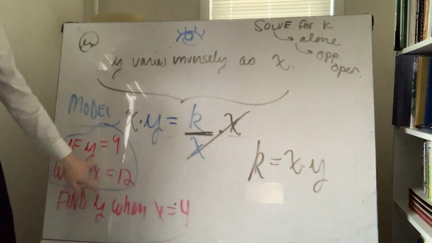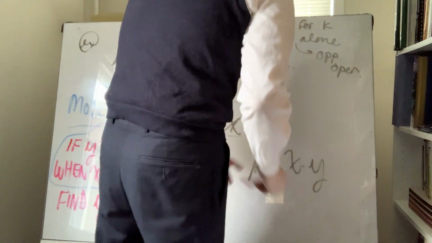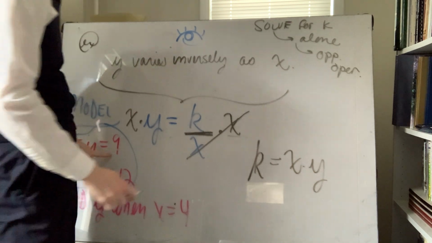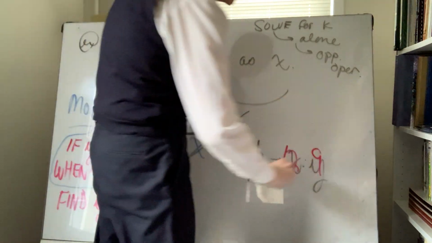Now substitute in 9 and 12. So in place of y, what am I going to put? If y is 9 and x is 12, 12 times 9 is 108.